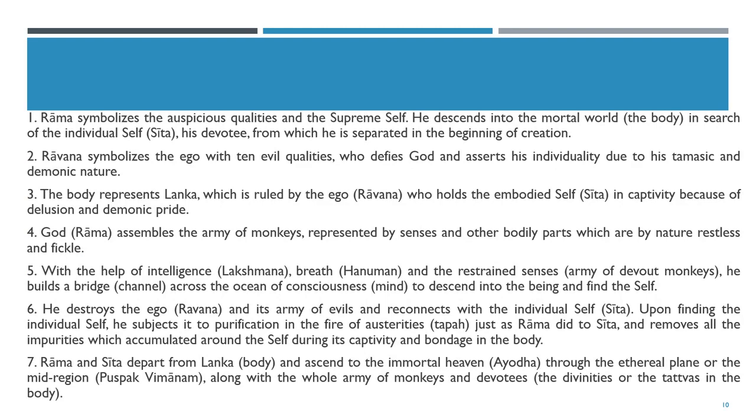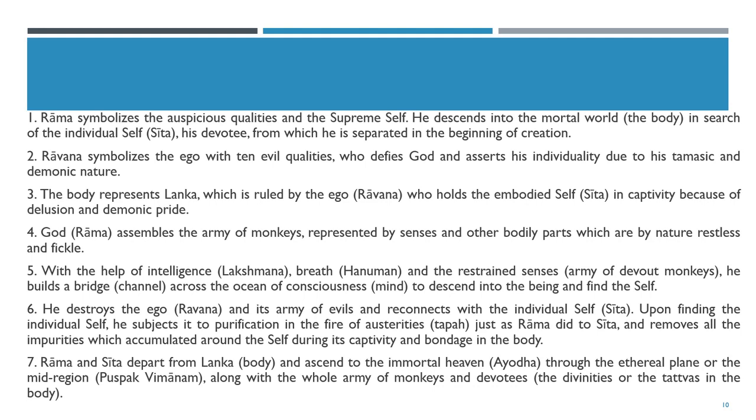So this is the other form. Rama symbolizes auspicious qualities, the supreme self. He descends into the mortal world, the body, in search of the individual self, Sita, his devotee, from whom he is separated from the beginning of creation. This is Lord Vishnu, as I have told. So, multiple forms. They say that the main three gods, Shiva, Vishnu, and Brahma, are in everybody. So what does it mean? It means only this, that we are a part of God, and the Ramayana is also a part of us. So there are multiple meanings and forms of the text. It is so divine, related to our creation also.